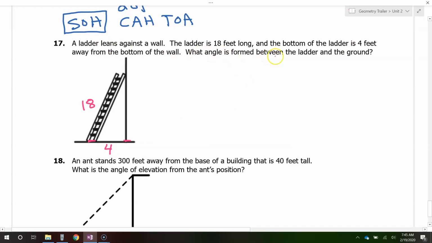What is the angle formed between the ladder and the ground? So the ground is down here, so we must be talking about this angle right here. All right, the wall is straight, so this is my 90-degree angle. Where is the hypotenuse? So here's the hypotenuse across from the 90 degrees. Circle the angle that we're looking for, draw that arrow. This will be the opposite side. The other side will be the adjacent side. Write Sohcahtoa.